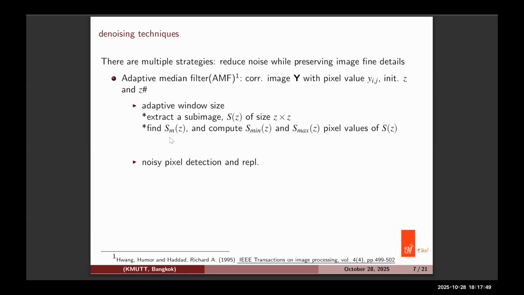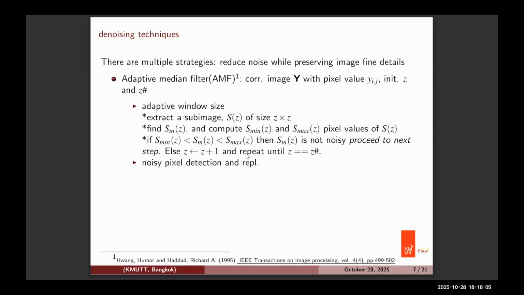First we find the mean, obviously, and the median. Once we have the median, we also need to compute the minimum and the maximum of the pixels within that window. So the final part of this first step is checking a condition. We are trying to identify if that particular median is strictly between the minimum and the maximum. If that's the case, then the median is a non-noisy pixel, a noiseless pixel.